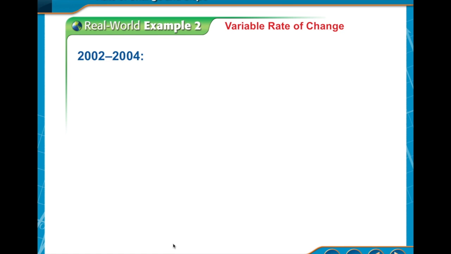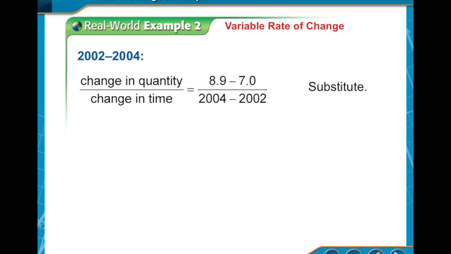Okay, so from 2002 to 2004, we'll plot those numbers. We ended with a little under 9 million passports. We started with 7, so we can understand how that changed. And 2 years went by, right? From 2004 to 2002, that's 2 years. So now we simplify, and it becomes very fast. On top, the difference is 1.9 million passports. The bottom, 2 years went by. So as we divide that, we get 0.95 as our rate of change. That's millions of passports per year.